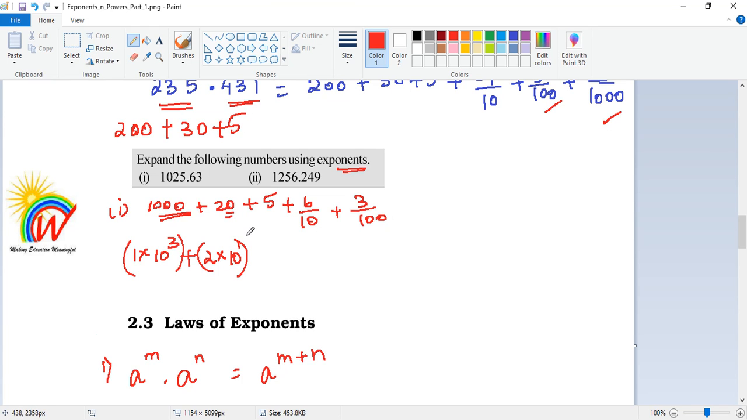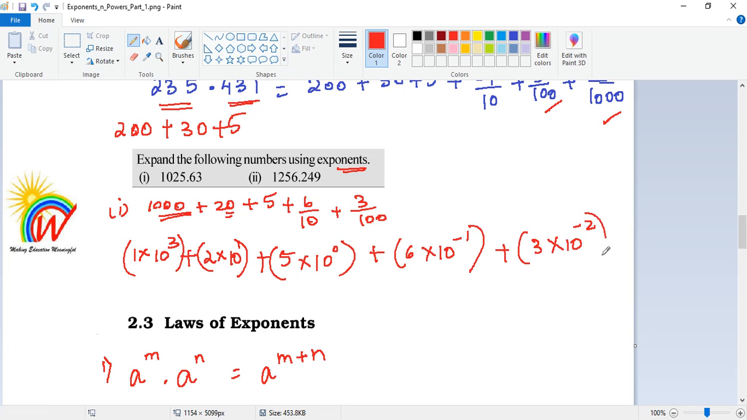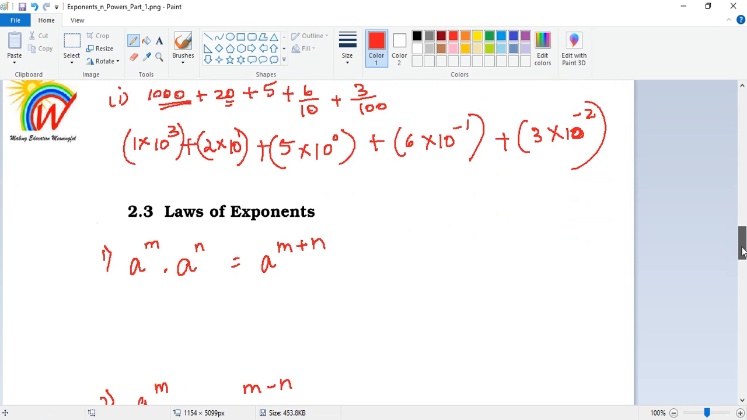So just 10 to the power of 1, plus 5 is not multiplied by any 10, so you just write 5 into 10 to the power of 0. Okay, 10 to the power of 0 is going to be just 1, simply 1. So 5 ones are 5. Then this is going to be 6 into 10 to the power of, since the 10 is at the bottom, you will have minus 1, plus 3 into 10 to the power of minus 2, because it's 100, right? So 2 zeros, so minus 2. So similarly, you can write the next question also.